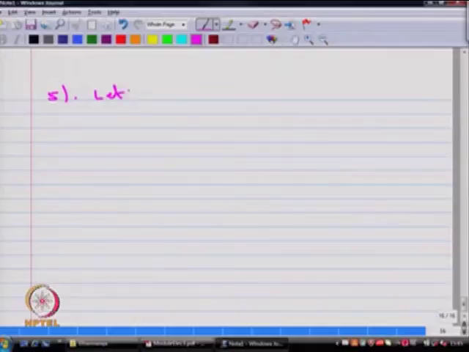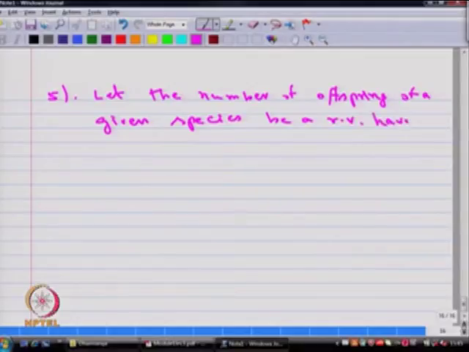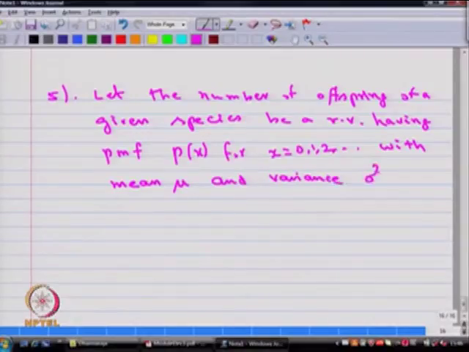Let the number of offspring of a given species be a random variable having probability mass function p of x for x equal to 0, 1, 2 and so on, with mean mu and variance sigma square.